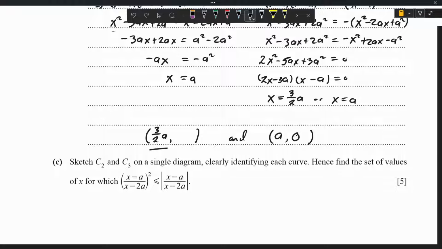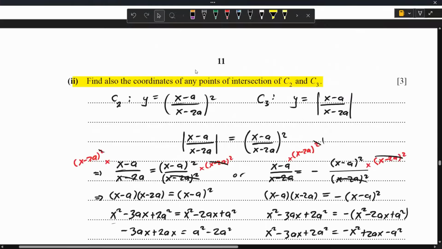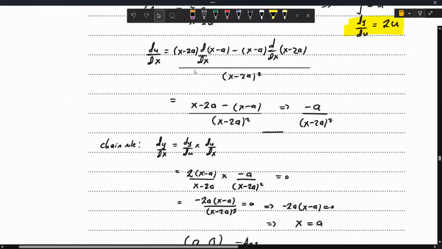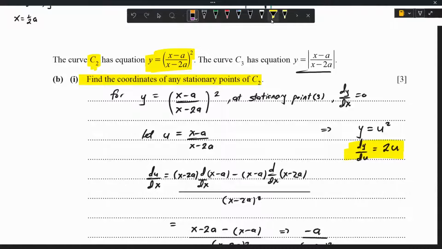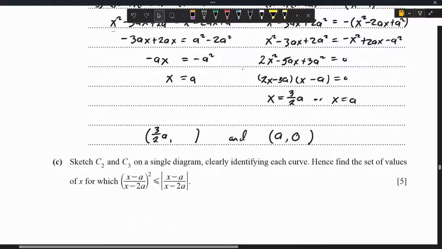And then when x is equal to 3 over 2 of a, if we go to one of the graphs, C2 or C3, let's go to C3, okay? So here, if x is a value of 3 over 2 of a, we'll be having y being equal to modulus of (3 over 2 of a minus a) over (3 over 2 of a minus 2a), which is essentially on top 0.5a over minus 0.5a, which is mod of minus 1, which is essentially 1. So the y coordinate here should be 1. Okay, so what we have now is the answer.